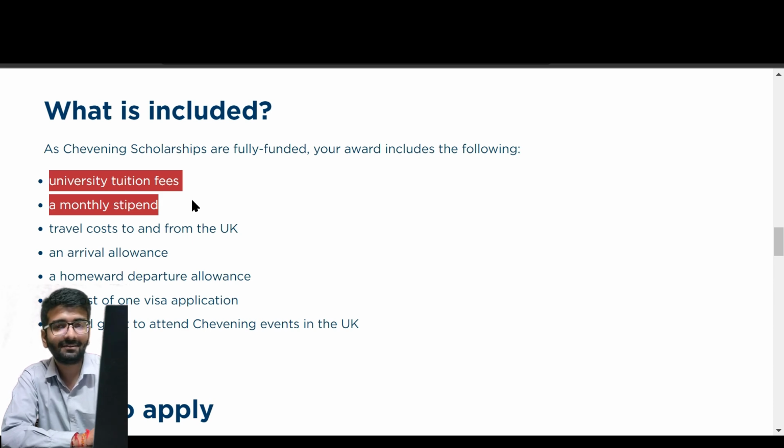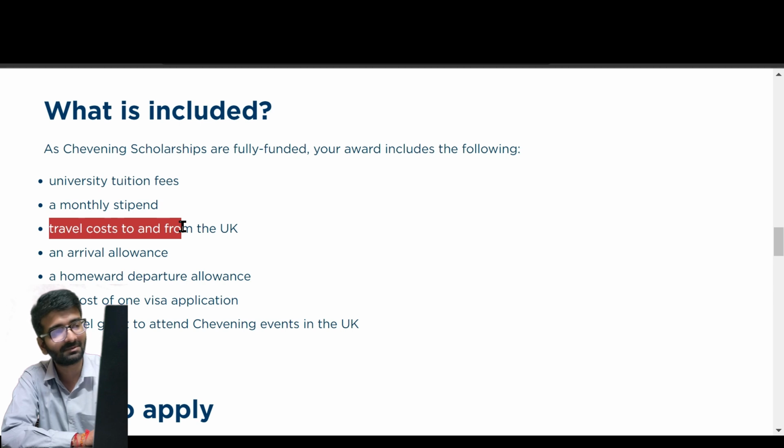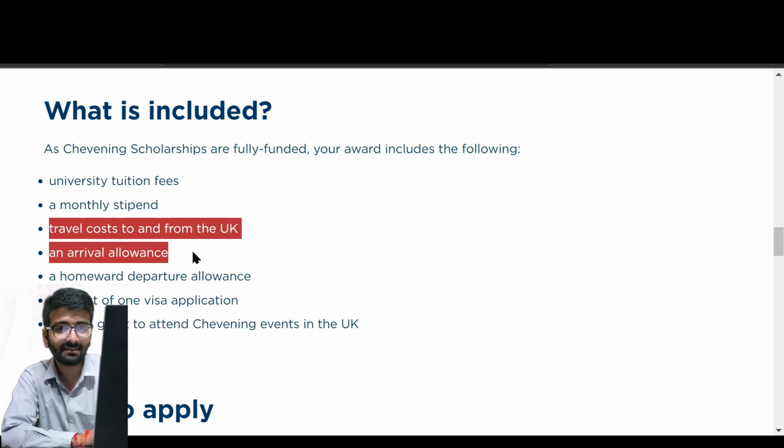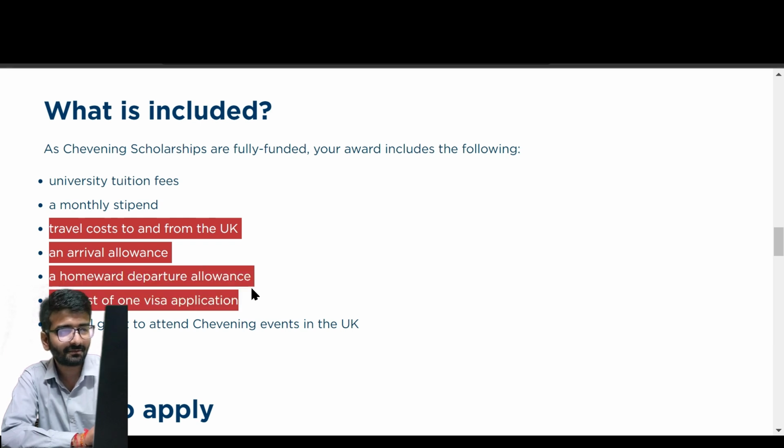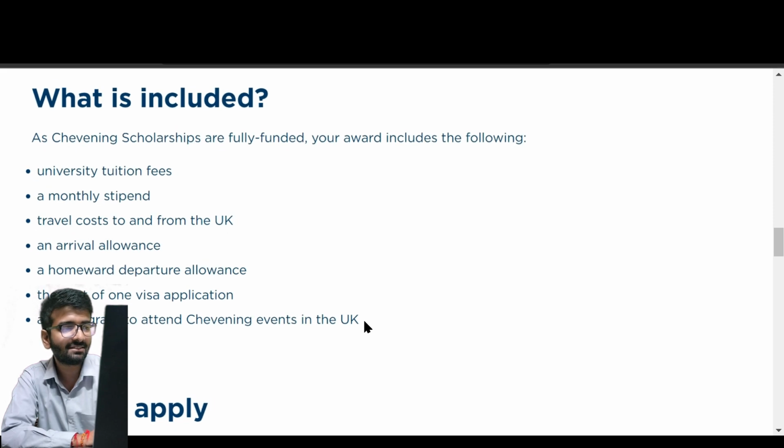So you're also going to get money every month if you get a chance to win the scholarship, and you'll also be given funds to travel across the UK, and from the UK, an air travel allowance is also given to the Chevening scholarship holders. And there are a lot of other perks and benefits that you can absolutely check out on this page.